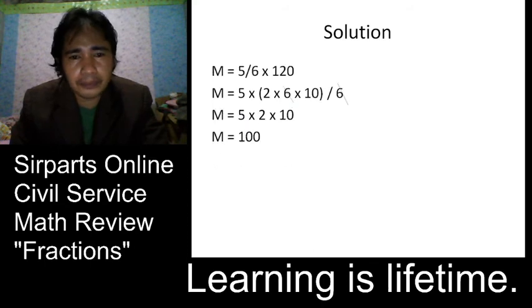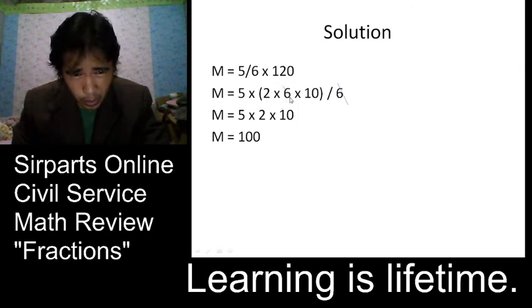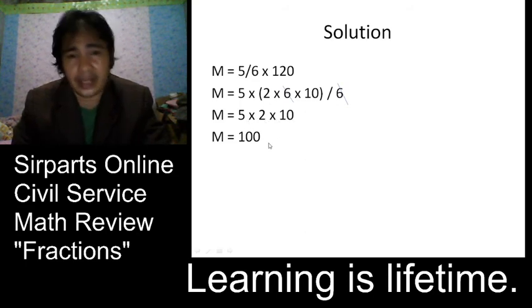Okay, next solution for another problem. 5/6 times 120. So 5 times, we get the factors of 120. So that is 2 times 6, which is 12, times 10, 120, divided by 6. So we can cancel the 6. What remains is 5 times 2 times 10. So that's very easy to compute. 5 times 2 is 10, 10 times 10 is 100.